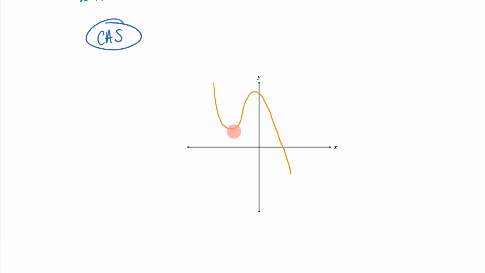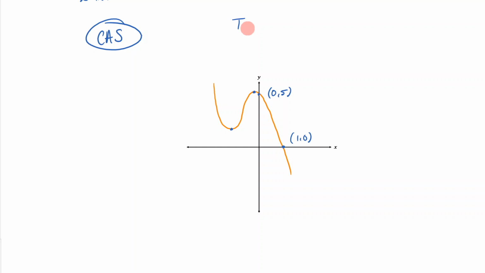So we have a turning point there, we have a turning point there. We know that we have a y-intercept at 0, 5. Which we found using our CAS. We have an x-intercept at 1, 0. So that's generally what our graph is going to look like.